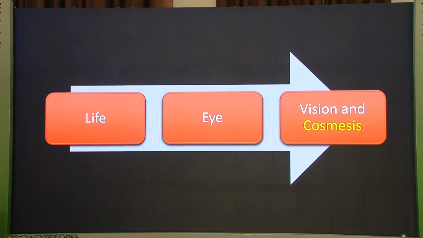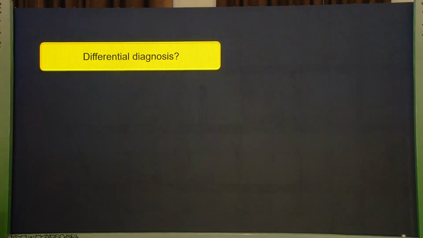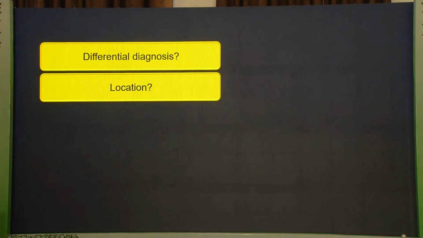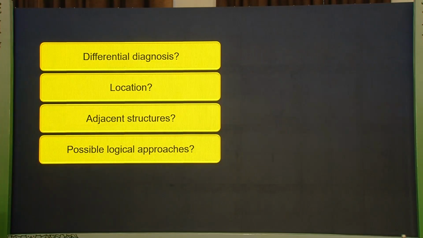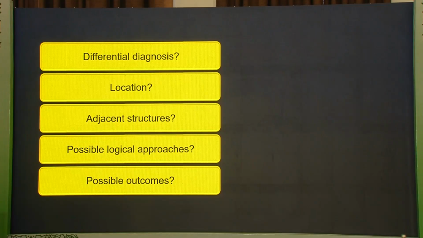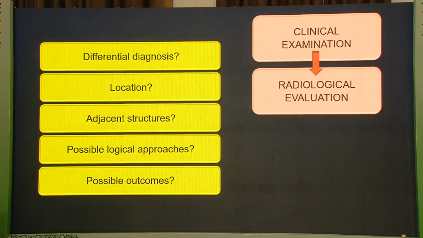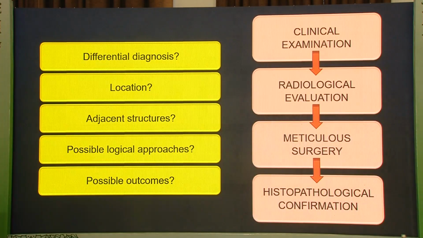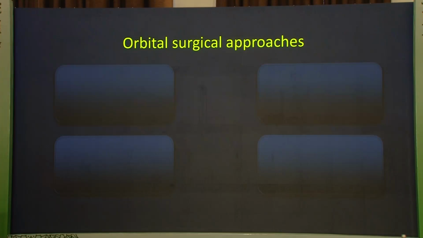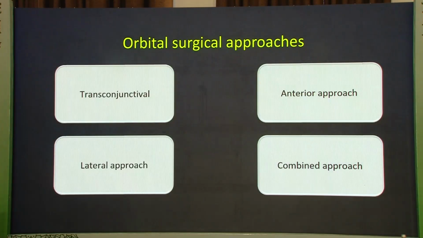So when we talk about orbital tumors, how do we really approach it? We approach it by assessing what the differential diagnoses are at clinical presentation, what the location of the tumor is, where exactly it is placed, what the adjacent structures are, what the possible surgical approaches for the tumor are based on its location, and what the possible outcomes are. For this, we need a thorough clinical examination, radiological assessment, meticulous surgery, followed by histopathological confirmation. Without any of these components, we are not able to approach orbital tumors correctly. So the orbital surgical approach is basically a transconjunctival, anterior, lateral, and combined approach.